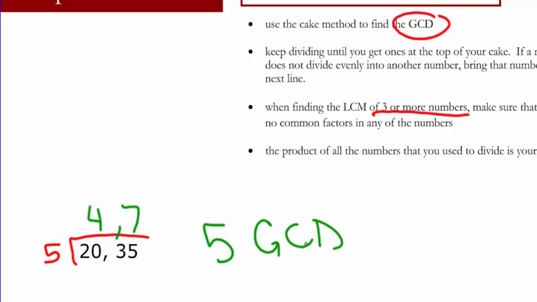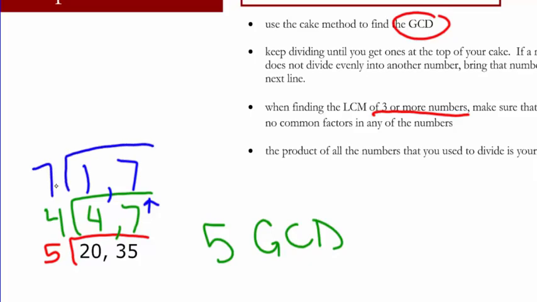But I'm not looking for the greatest common divisor. I'm looking for the least common multiple. So there's nothing that goes into 4 or 7. So I'm just going to divide by 4. And 4 divided by 4 is 1. And since 4 does not divide evenly into 7, I'm just going to bring that 7 up. And then finally, I want to divide by 7 because I'm looking to get ones at the top of my cake here. So 7 doesn't divide evenly into 1, so I'm just going to bring the 1 up, and 7 goes into 7 one time.